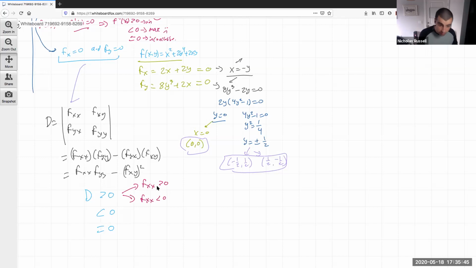If fxx is positive, that means that in the x direction, the concavity is facing upward. And that also means that the concavity in y is facing upwards too. So that would mean we have kind of like the bottom of a bowl, which means that this is going to be a local minimum.